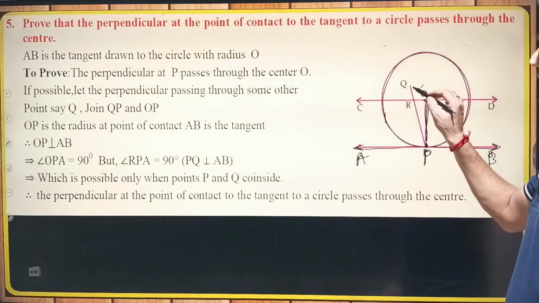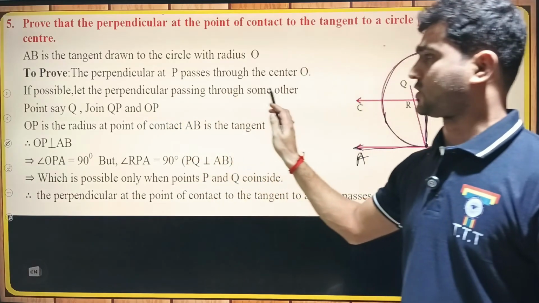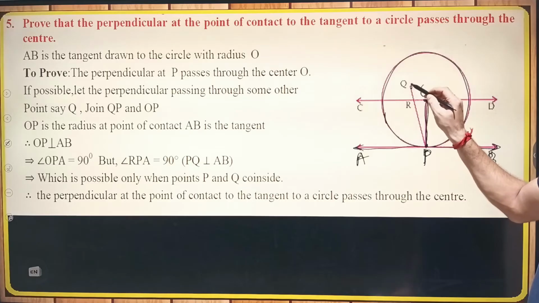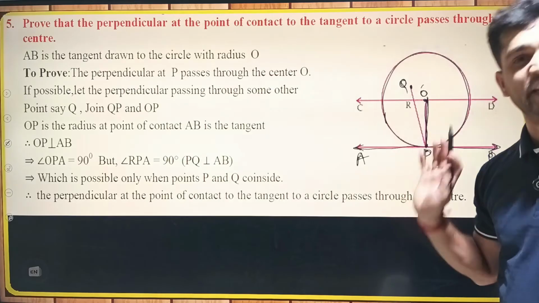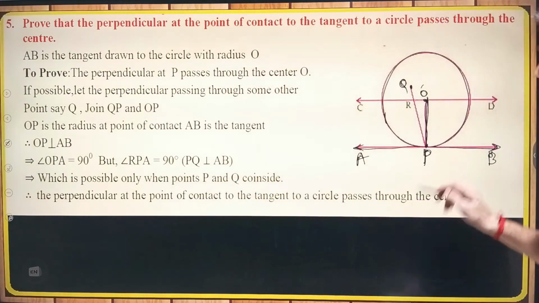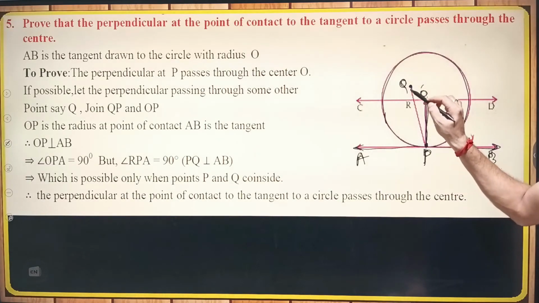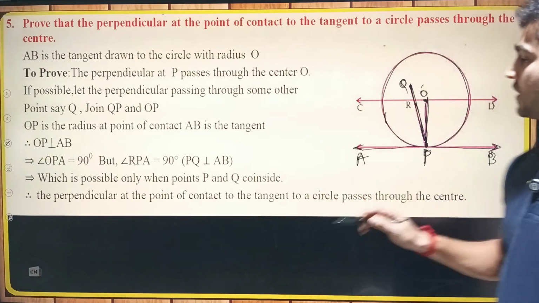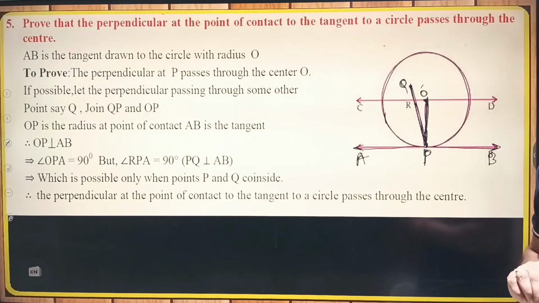So let's take another point. If possible, let the perpendicular pass through some other point, say Q. Here is some other point, instead of the center. Now join QP. Q is the point here and here is the point P. Then, also already joined here is OP. So QP and OP are joined.